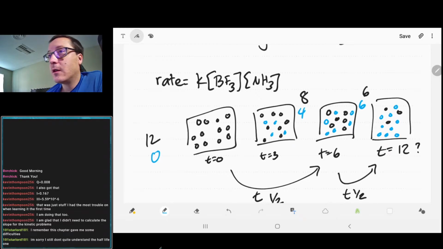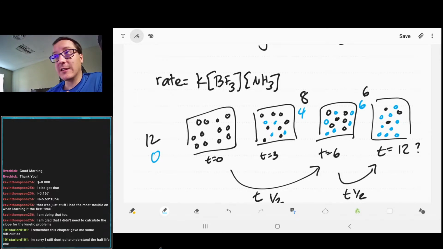So we know, therefore, if we look at time 0 and time 6, that's where we've lost half of our stuff. We have lost half of our original 12 black dots. They have turned into blue dots. And so that's a half-life. We have reacted or decayed half of our sample. So we had 12 black dots. Now we have 6. That's 1 half-life.